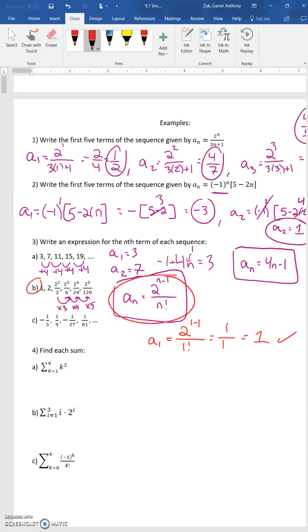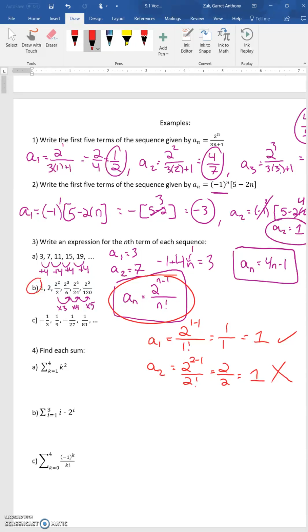Let's go on to our second term, a sub 2. That would be 2 to the 2 minus 1 over 2 factorial. 2 to the 1 is 2, and 2 factorial is also 2. Here we run into trouble, because our second term was supposed to be 2, not 1. So, in fact, my rule does not work.